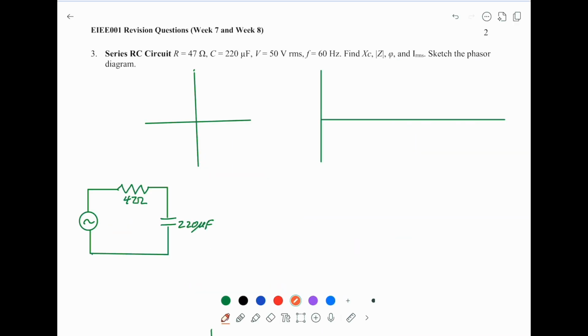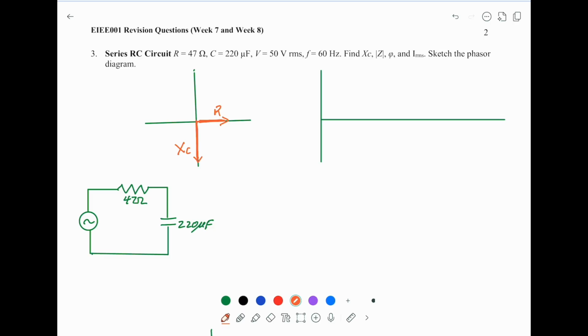Let's plot the R and the XC on the phasor. The R is along the real axis, or the horizontal axis. This is R, and the voltage across the capacitor is always 90 degrees lag behind the current. So this is XC.